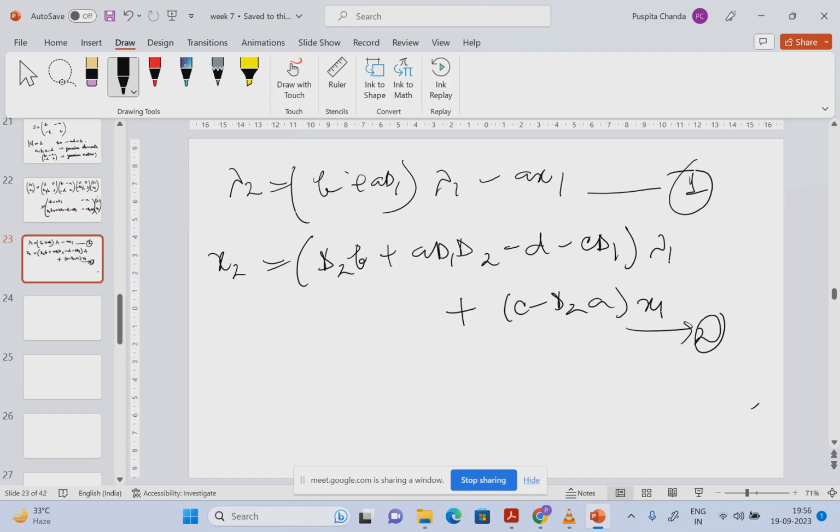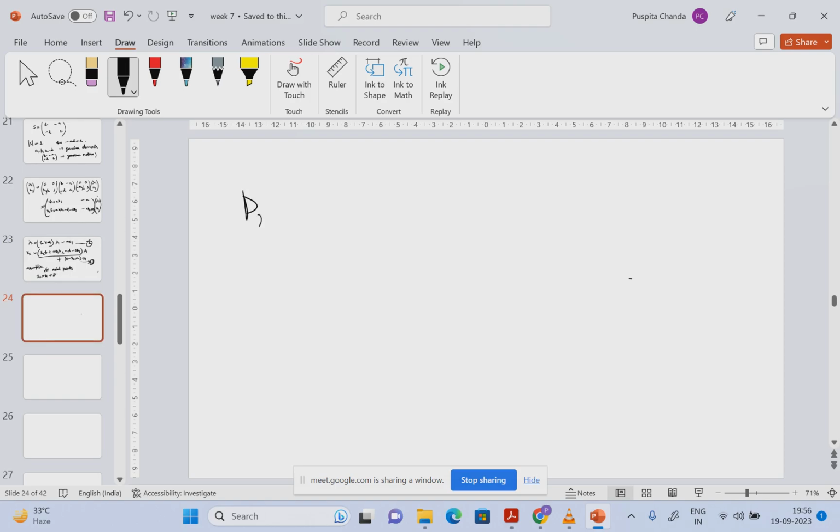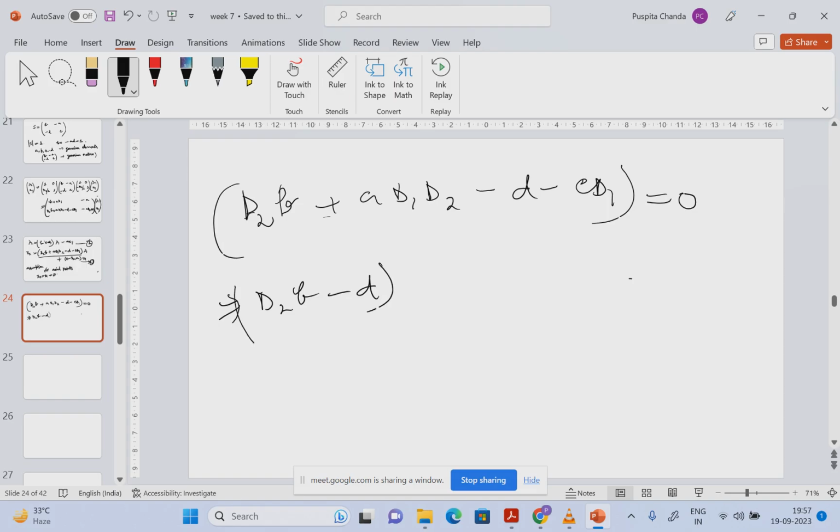So the assumption is, for an axial point, x2 is equal to x1 is equal to 0. It will be on axis. So this term will become 0, which is b plus a d1 d2 minus d minus c d1. This term will become 0. We can write this as b2b minus d plus d1 a d2 minus c is equal to 0.